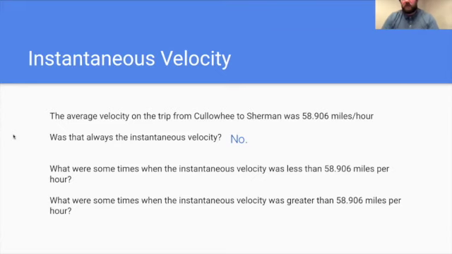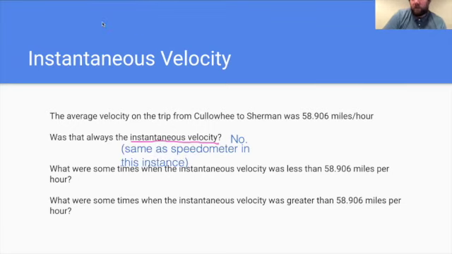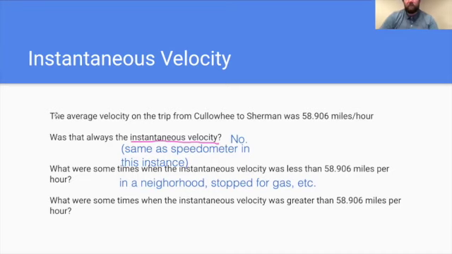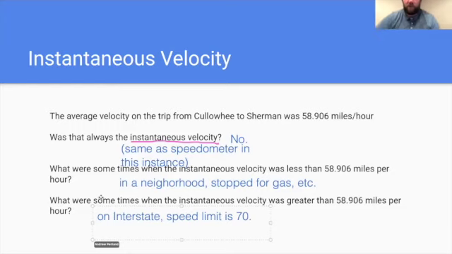What were some times when the instantaneous velocity in this instance would be the same as the speedometer reading? The reason for that is I'm moving in the positive direction. Like if I was in a neighborhood or stopped for gas or something, I'm going to be going a lot less than 58.906 miles per hour. On the other hand, there were times where I was going faster than 58.906 miles per hour. When I was on the interstate in Tennessee, the speed limit is 70. There are places in Texas where the speed limit is 75. So on highways, I was able to go a lot faster than the average velocity.